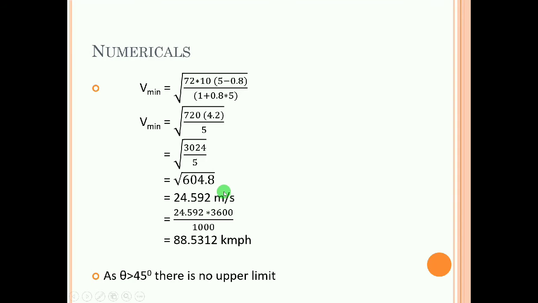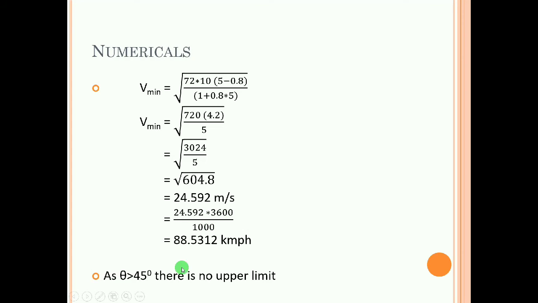What next here? If we convert this meter per second into kilometer per hour, that answer is given in your textbook. Otherwise, there is no requirement. You can write your answer as it is in meter per second. That will be fine. If you want to convert into kilometer per hour, you will multiply meter per second by 3600. Meter here will be 1000. So you are getting here actually 88.5312 kilometer per hour, right?